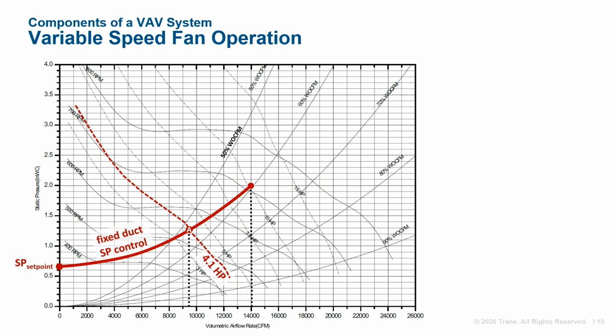540 RPM, and 1.3 inches of water. And consequently, the fan motor draws less power, 4.1 horsepower. So, for a 32% reduction in airflow, we get 59% in energy savings.